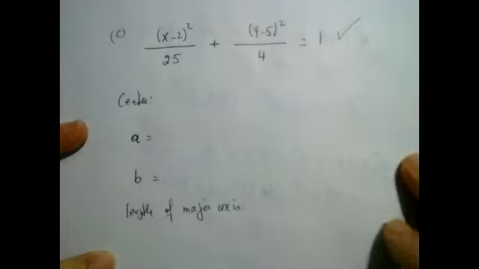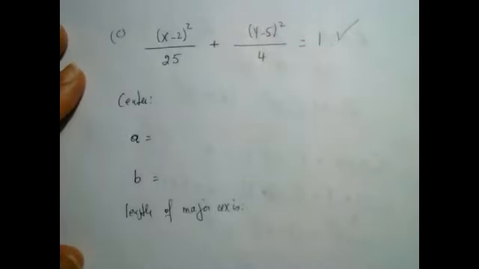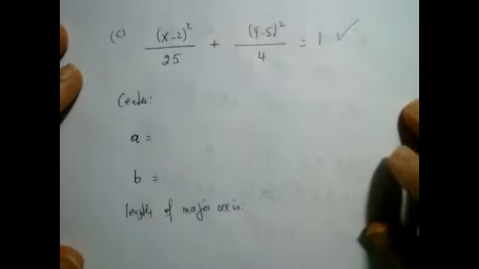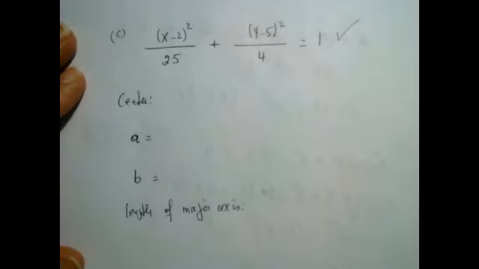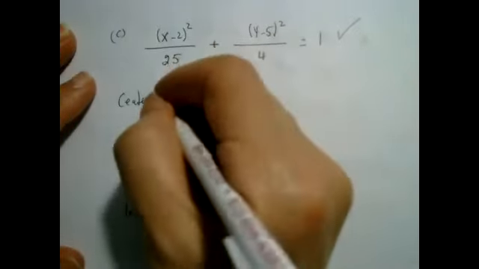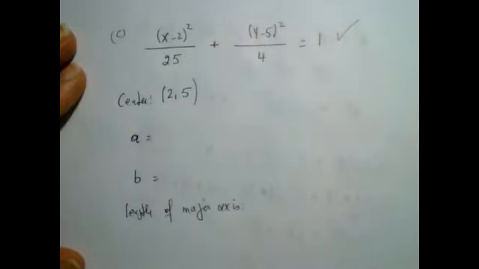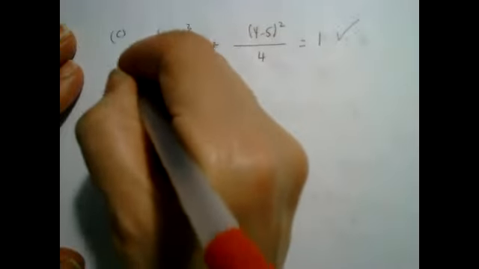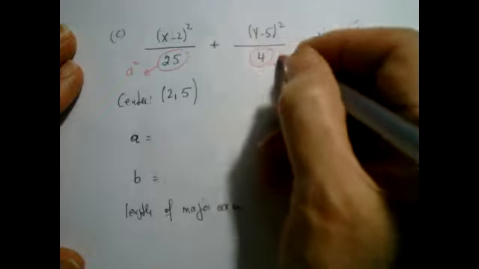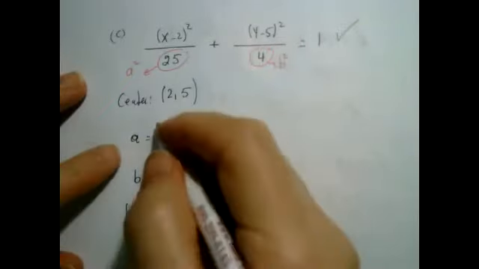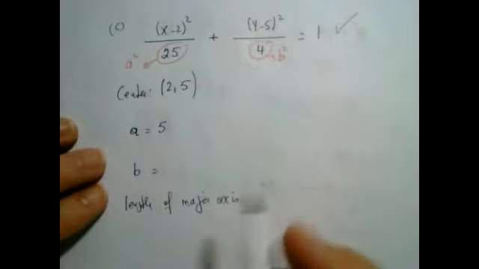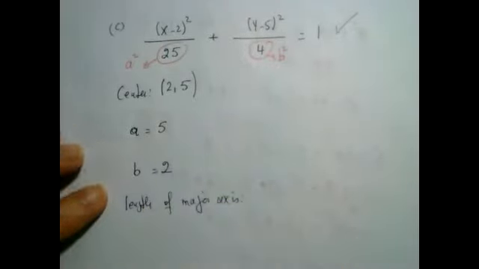Okay. Rebecca, what's the center of the ellipse? Okay, the center is 2, 5. That's the h and that's the k. What's the A? So be very careful. What's playing the role of A? This is A squared. This is B squared. So what's the A, Rebecca? Equal 5, absolutely correct. What's the B? The B is 2.